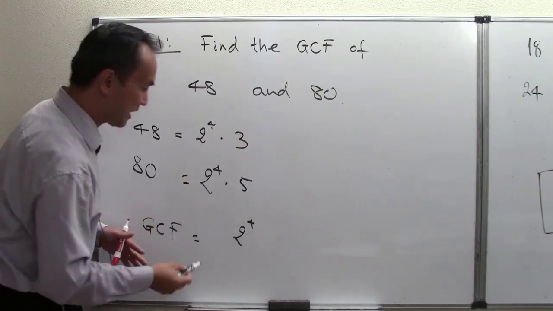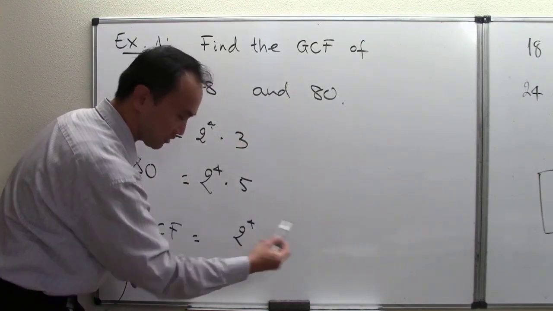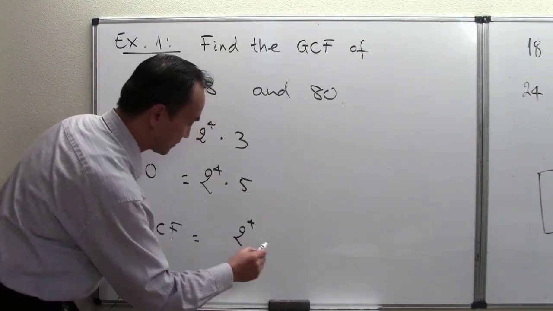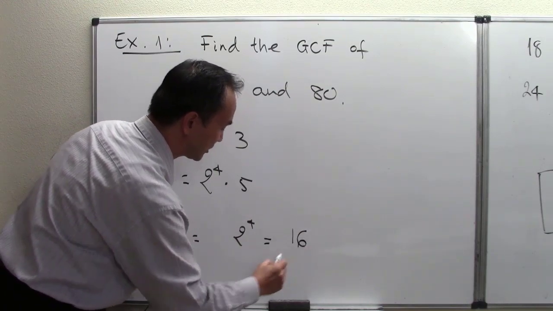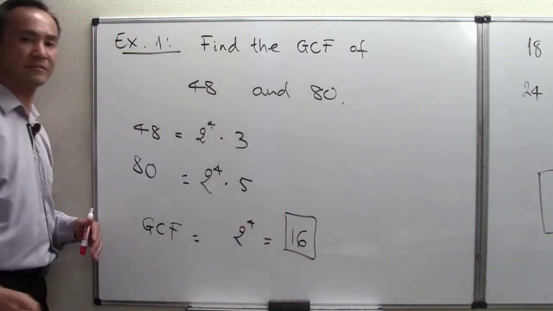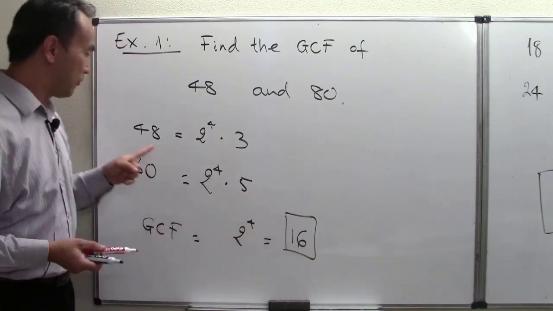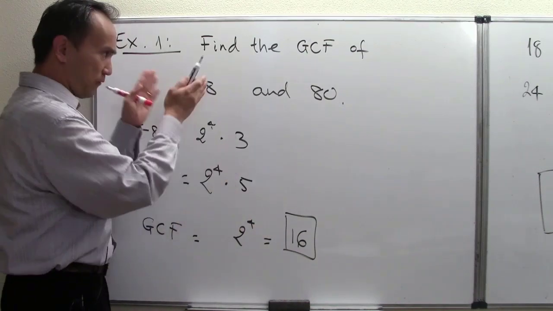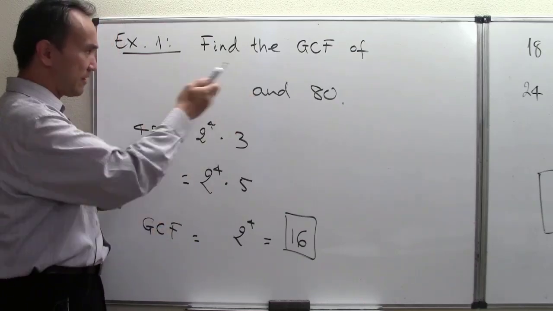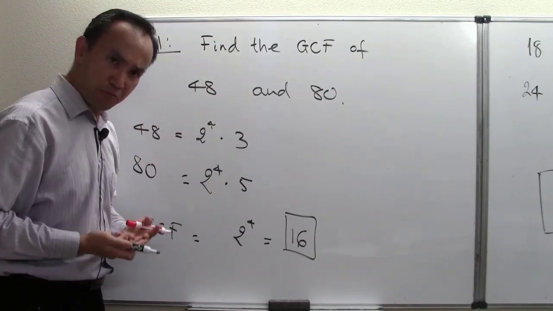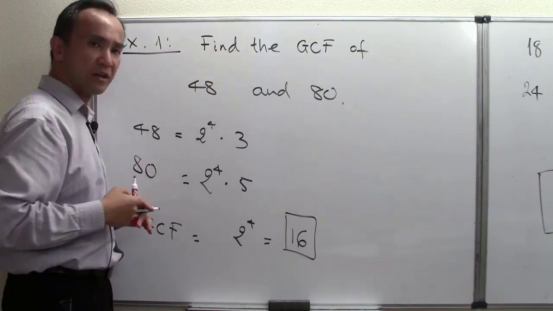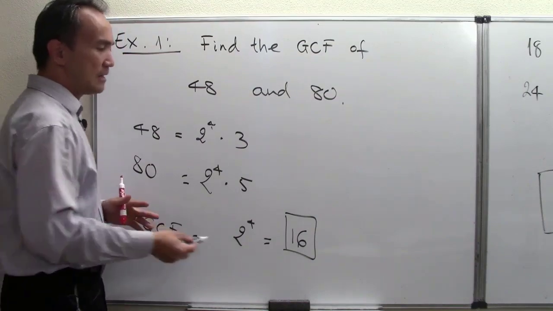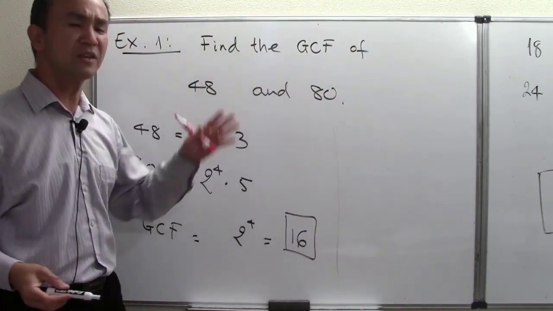In the end, 2 to the 4th power is 2 times 2 times 2 times 2, 4 factors of 2 multiplied together. So our final GCF is 16. We have found the GCF for 48 and 80. For a problem like this, it's just a very elementary and straightforward problem: here you go, two numbers, and we find the GCF.